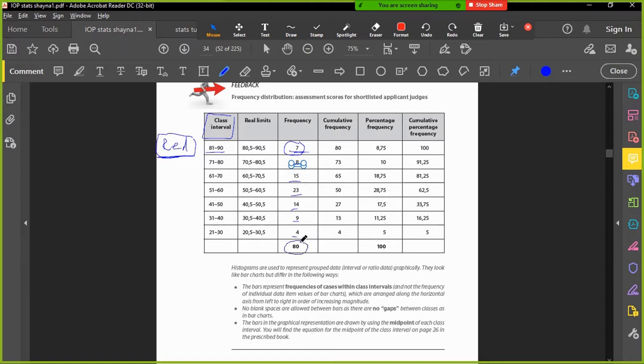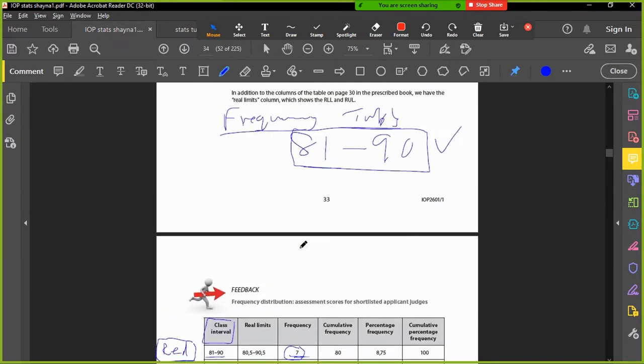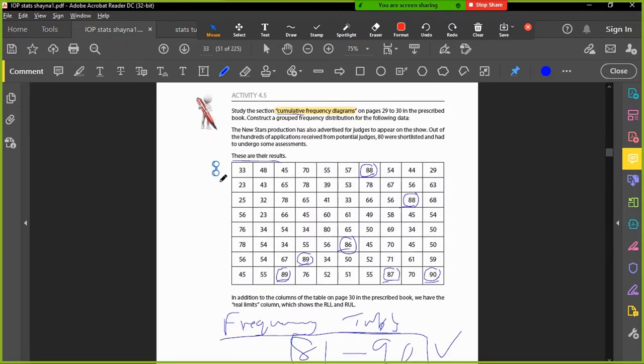Right, how many observations do I have here? 80. Okay, let's check that. 1, 2, 3, 4, 5, 6, 7, 8. 1, 2, 3, 4, 5, 6, 7, 8, 9, 10. I've got an 8 by 10. 8 times 10 is 80. Do you agree? Yes. Okay, so these are my observed values, my raw data.